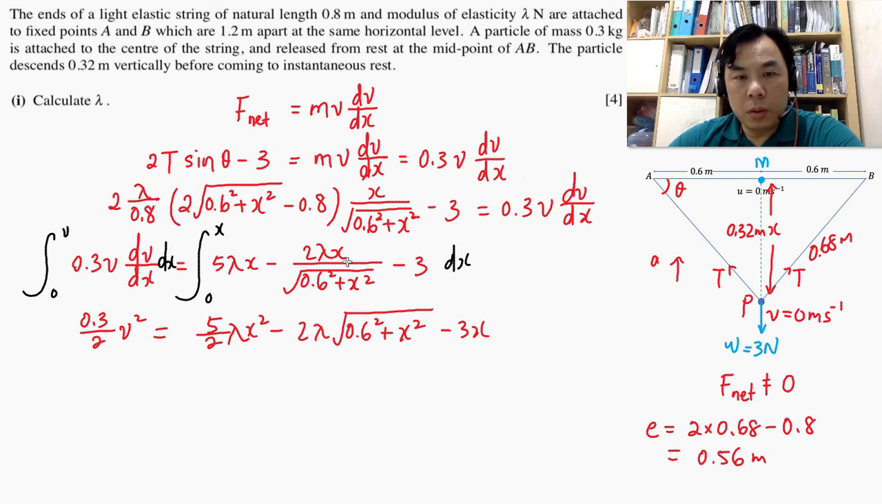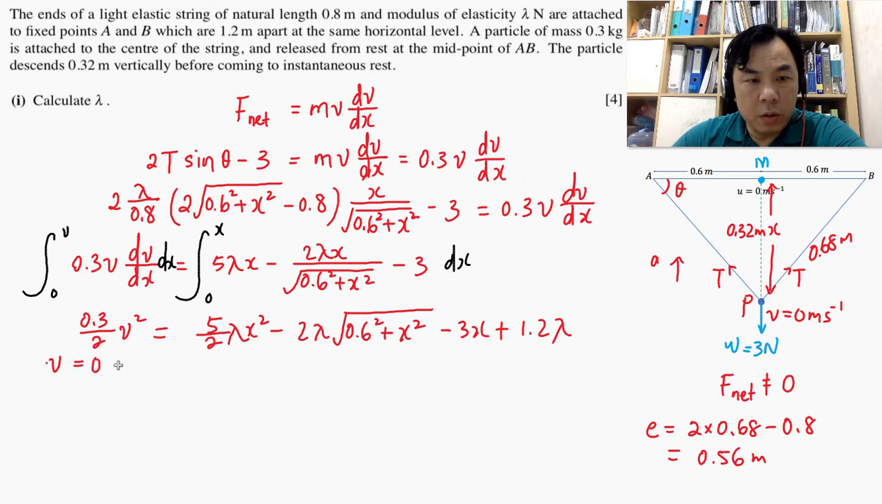So when you substitute zero into this one here, it will be plus 1.2 lambda. So here I take a bit of a shortcut to include this value directly, right? And then we know that when it is instantaneously at rest, when v is equal to 0 meter per second, that is achieved when x is equal to 0.32 meter.